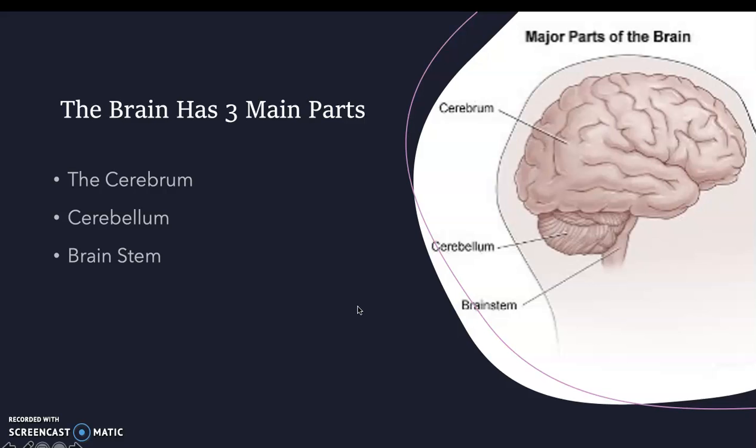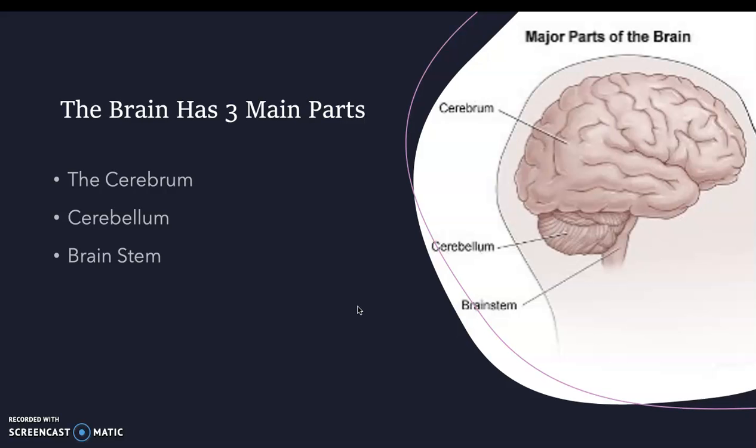Next slide. Okay, so to start off with, the brain has 3 major parts, which are the cerebrum, the cerebellum, and the brainstem. As you can see in the picture on our right, it labels them. So we're gonna start by explaining what the cerebrum does.